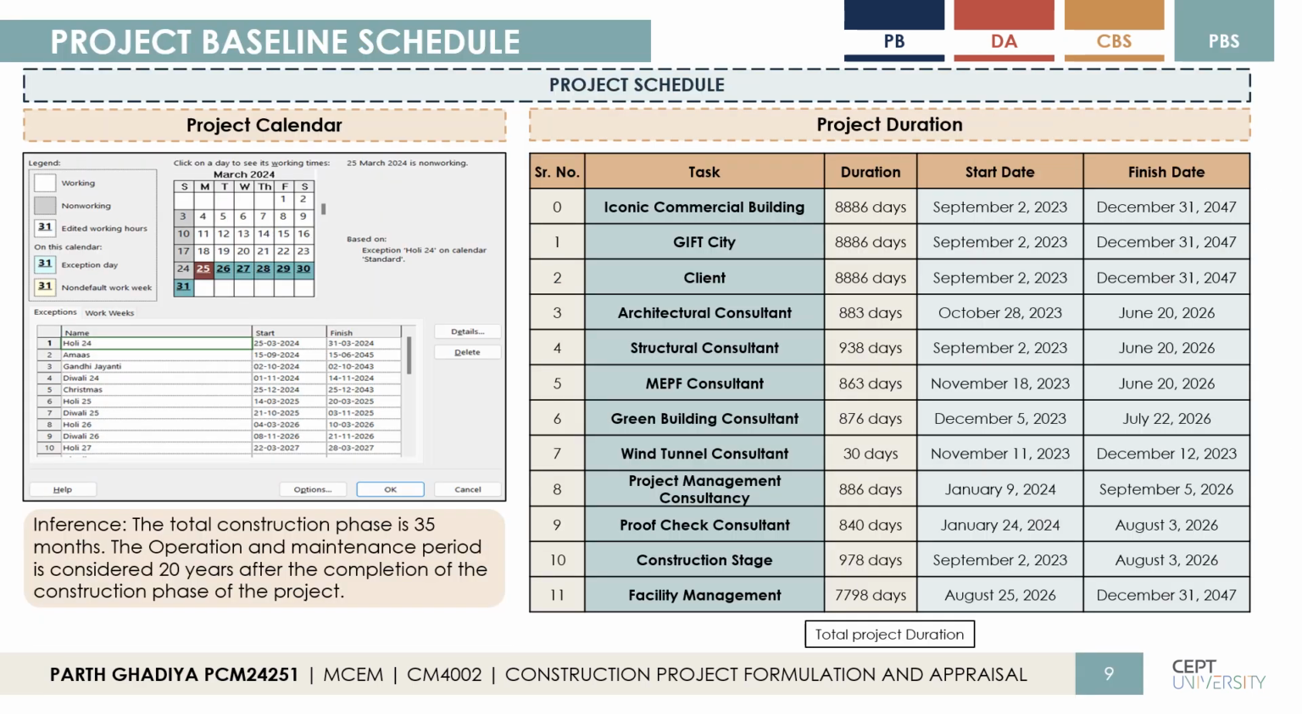Now moving to the project baseline schedule. A project baseline schedule is used to track progress and performance throughout the project life cycle. It includes the start and end dates, a list of tasks, milestones, and deadlines. This baseline schedule provides a comprehensive overview of the project timeline and the key milestones. It serves as a valuable tool for project planning, monitoring, and control. The baseline schedule for the iconic commercial building project outlines the key tasks and duration of each project phase.